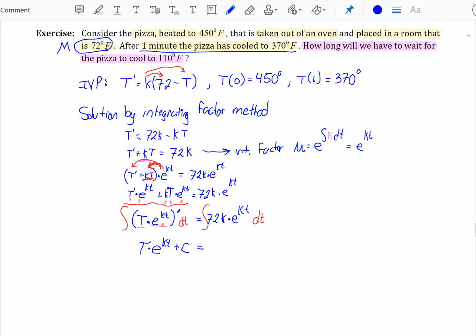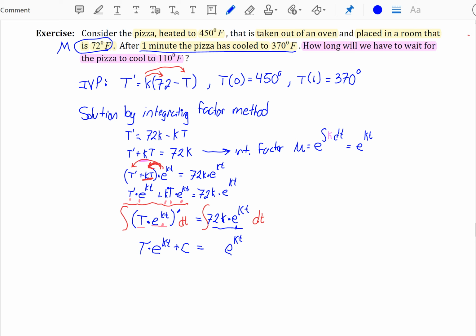equals the right. Now on the right-hand side, we can tell that technically we require the u-substitution method to find the integral of 72k e to the kt. However, I'm going to use the guess method. Because 72 and k are both constants, I'm going to look at just e to the kt and imagine that the antiderivative of e to the kt is just e to the kt.